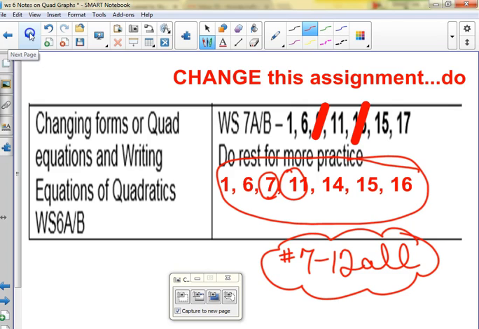Is there something I can help someone with? A complex number question, a quadratic formula, talk about discriminant?